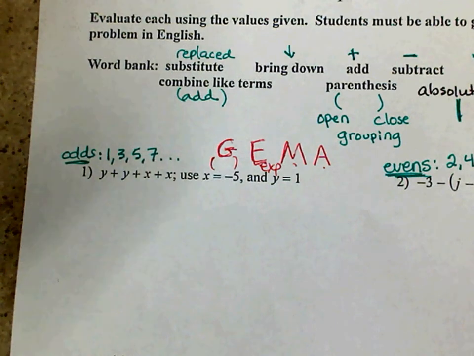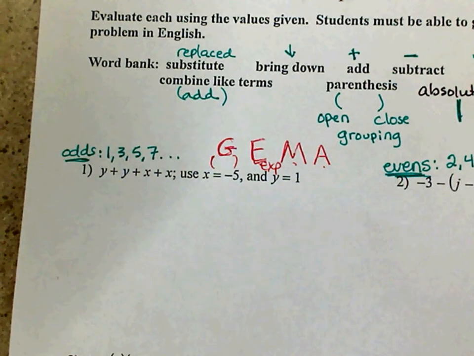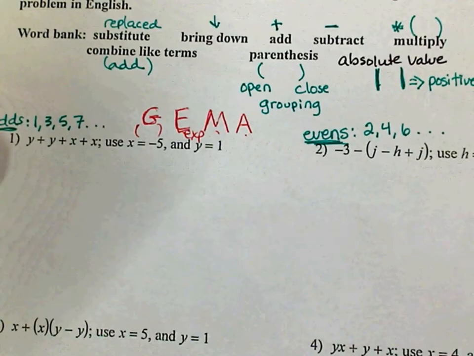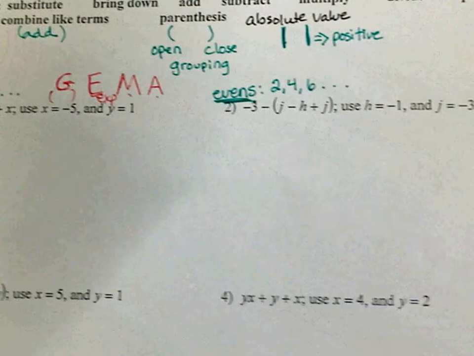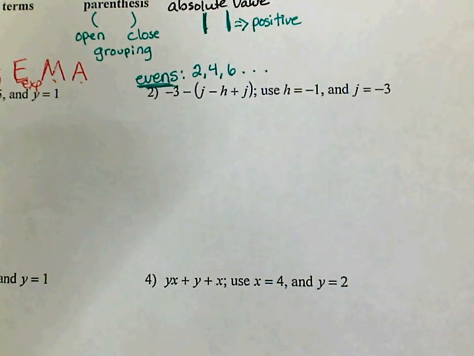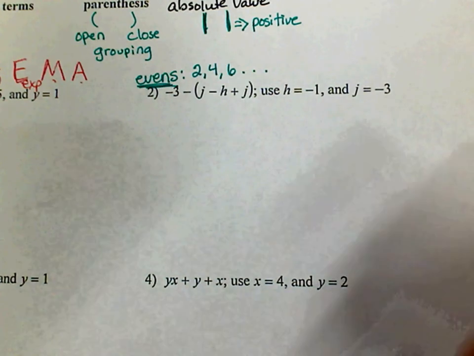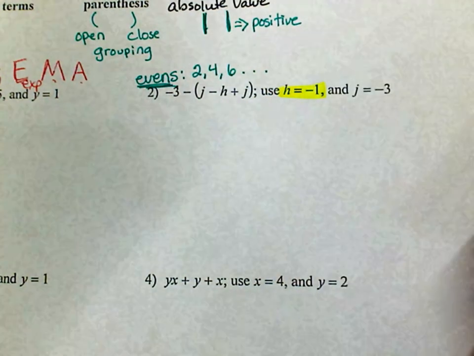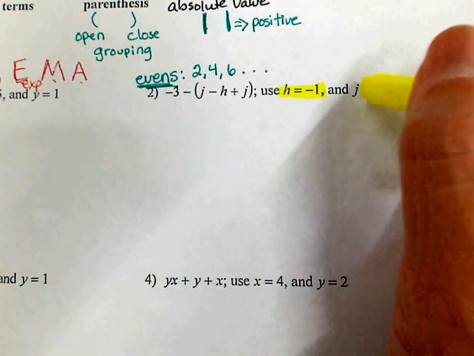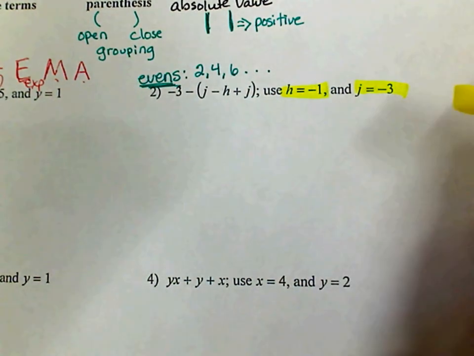Okay? All right. So on the front page, you guys ready? We're going to do the evens. What numbers are evens? 2, 4, 6. The pair numbers. Yes, pair numbers. Those are called evens. Very good. All right. Everyone ready? Let's look at number 2. Okay. Instruction says to evaluate each using the following values. So wherever you see H, you're going to plug in -1. Wherever you see J, you're going to plug in -3, right?